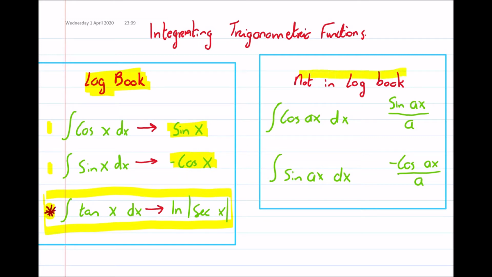Now, this is not in the logbooks, and this is what you really need to know. If we're integrating cos of some number times x, we integrate, just pretend it's cos x, so that will become sine x, but we'll keep the number here, and then as the denominator we will have that number. That will make more sense when we do the question. And the other one here is, if we're integrating sine of some number times x, we integrate sine x and it becomes minus cos x, put the number in, and then use that number as the denominator.